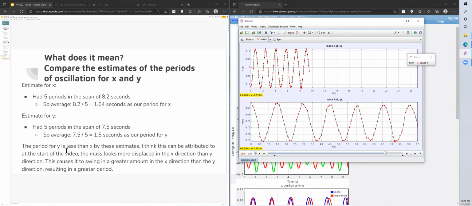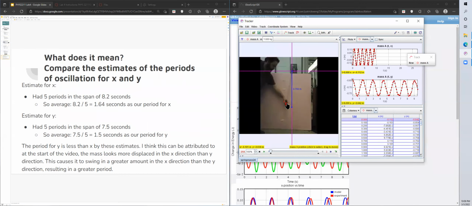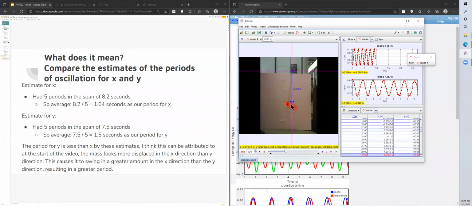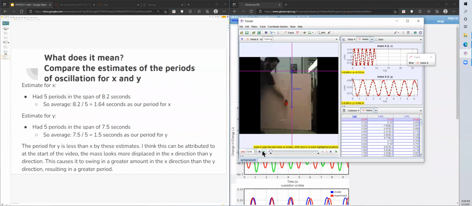Now, clearly the period for Y is less than X by these estimates, but I think this can be attributed to the fact that at the start of the video, the mass looks more displaced in the X direction, as you can see right here, than the Y direction. This causes it to swing in a greater amount in the X direction than the Y direction, resulting in a greater period. So if we watch the video go, you can clearly see that the X seems to vary much more than the Y, which would cause the greater oscillation period.